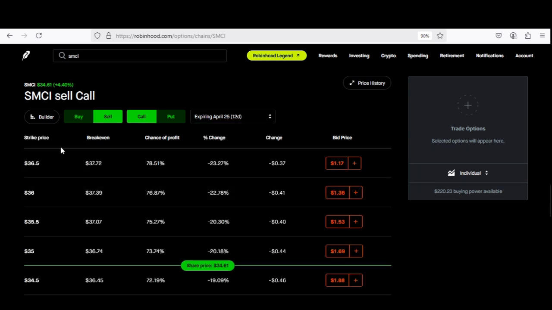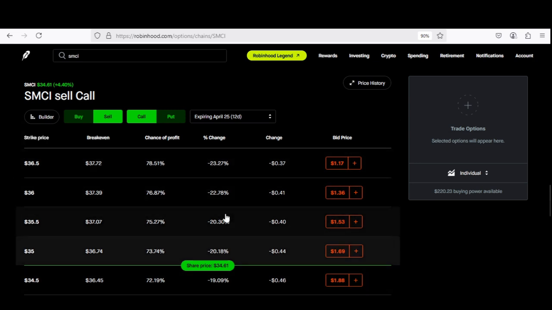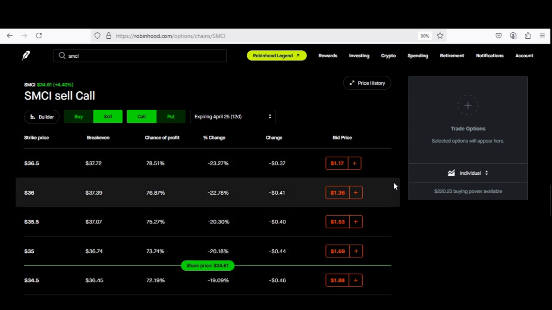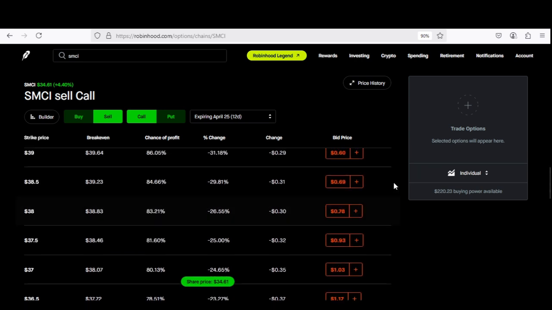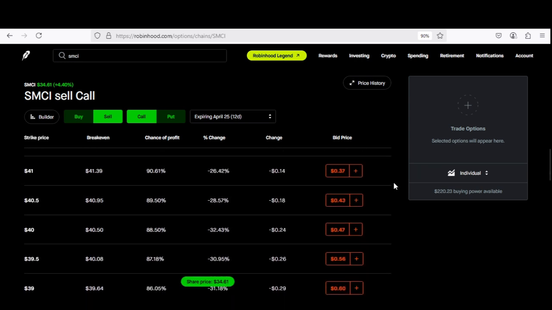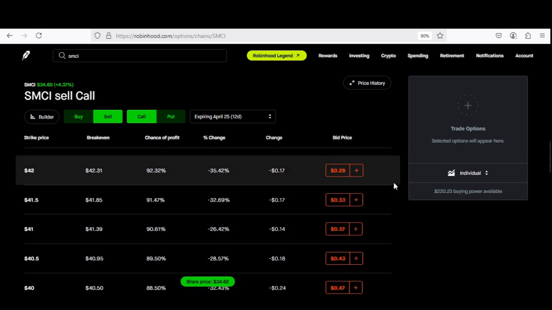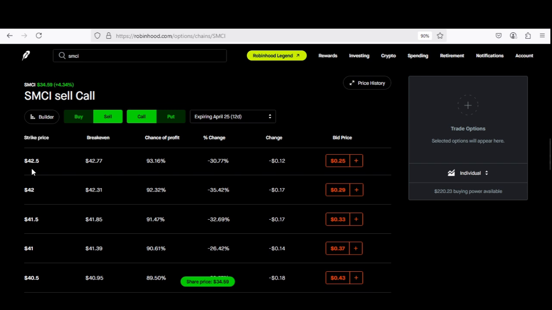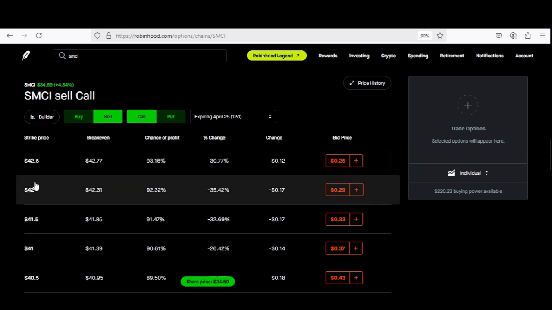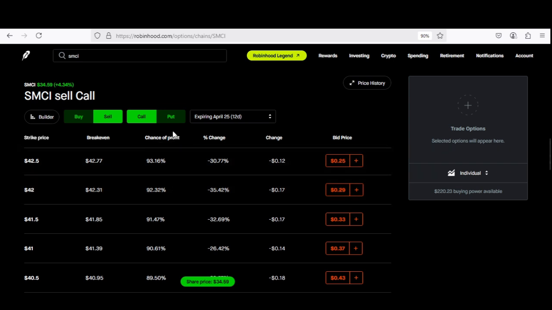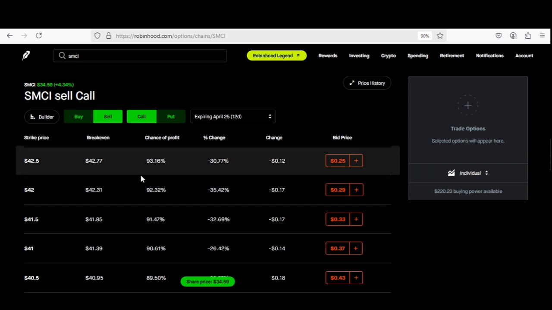Now I'm going to choose a strike price here above the share price. In that way, I know I would not be losing. Now, ideally, what you want to do is choose a strike price that's either your break even or higher. And that's going to be the $42 mark right here. If I get this $42 right here, it's close enough to my break even price, which is going to make me feel comfortable. Now, with the $42 strike price right here, I now have a chance of profitability, as you can see to the top here, of 92%.